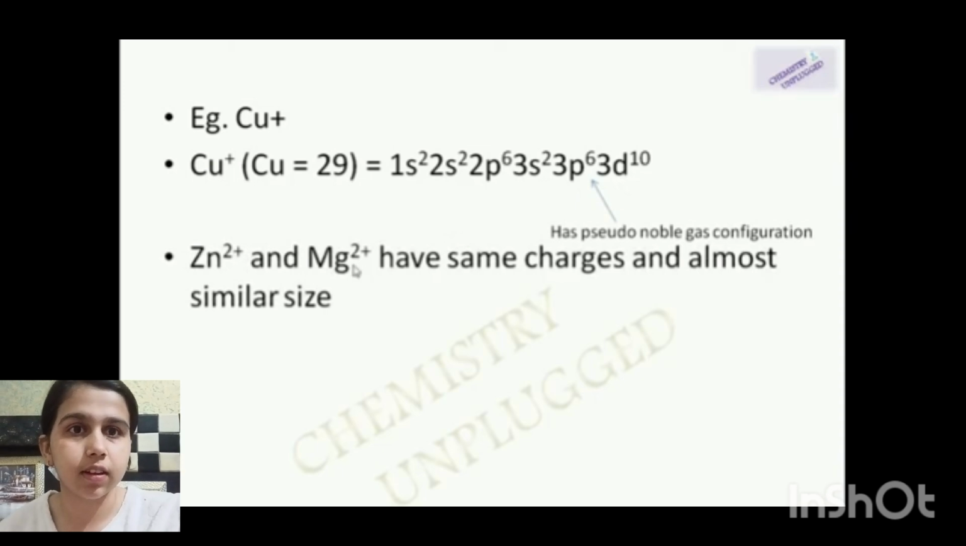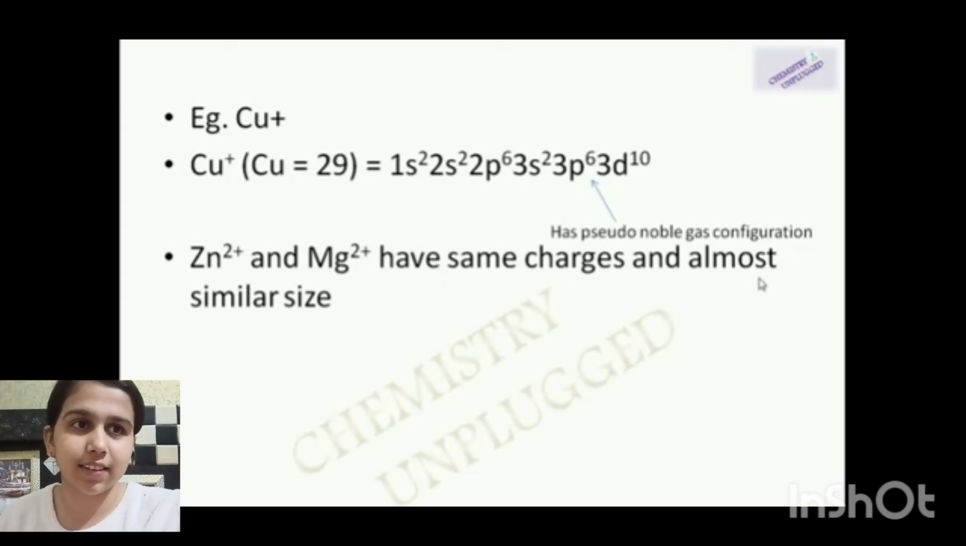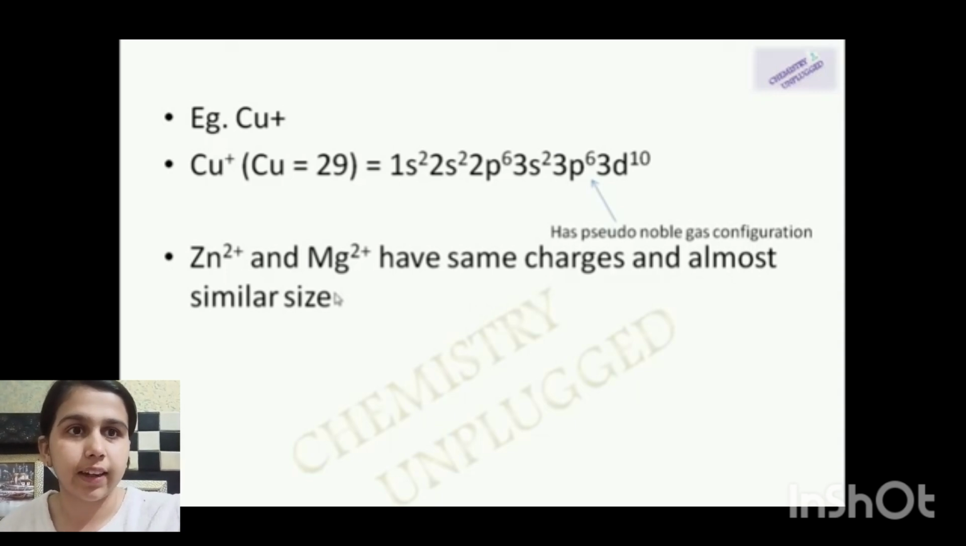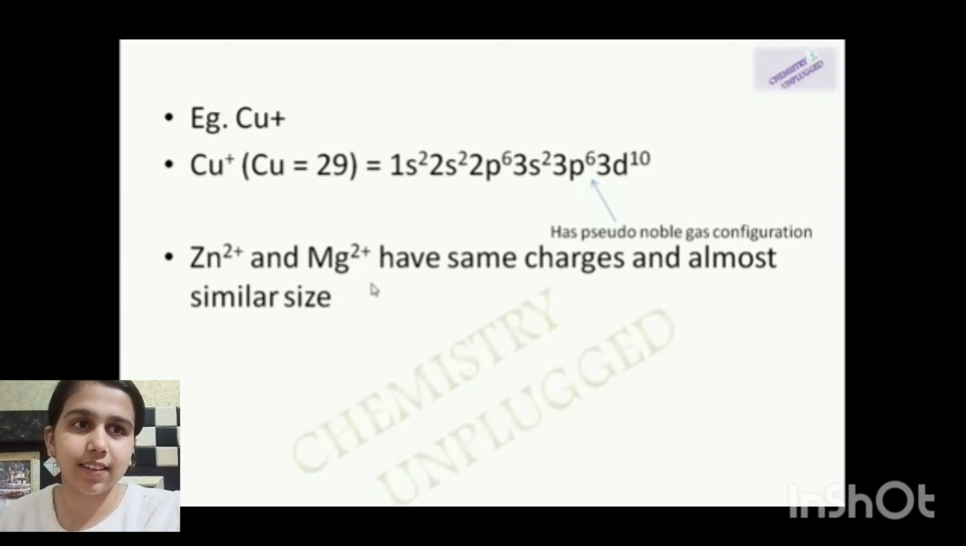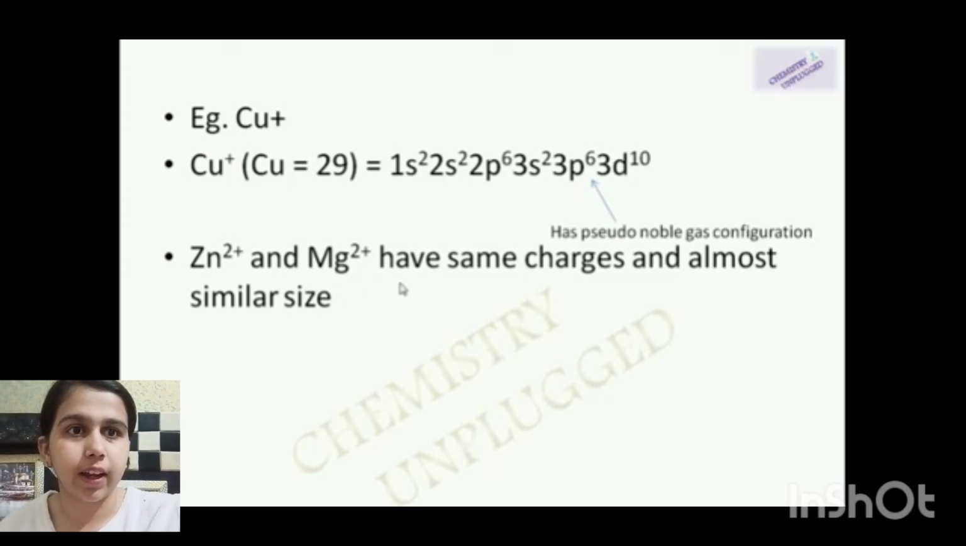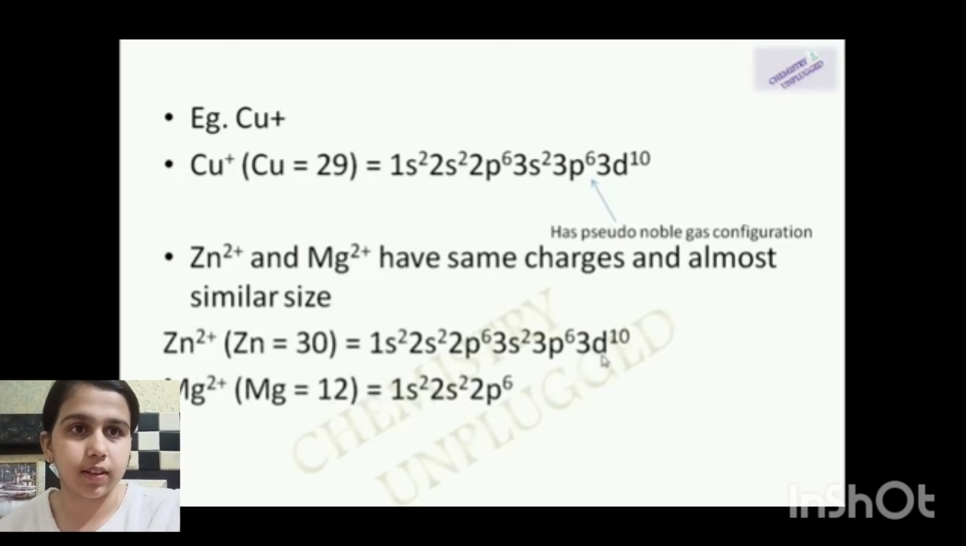Let's take another example. In case of Zn2+ and Mg2+, both of them have the same charge, +2, and they also have almost similar size. Then between the two of them, which will have higher covalent character? So we will find their electronic configuration. Zn2+ has pseudo noble gas configuration, that is 3s2, 3p6 and 3d10. For the maximum principal quantum number, this is the electron configuration in the orbitals. While Mg2+ has 1s2, 2s2, 2p6 and it is noble gas configuration.